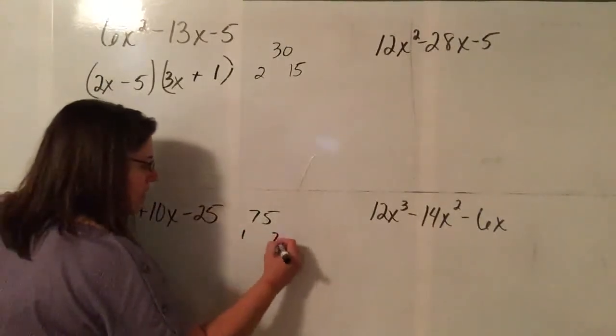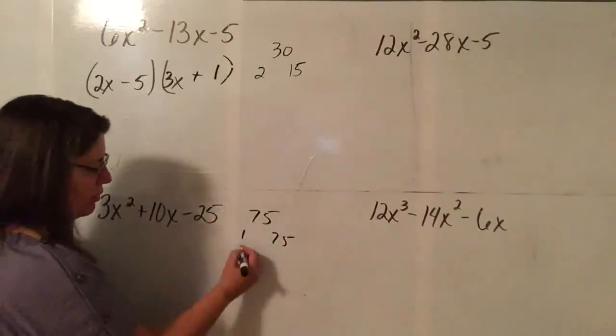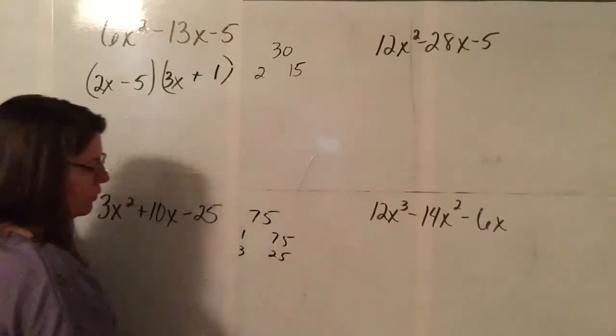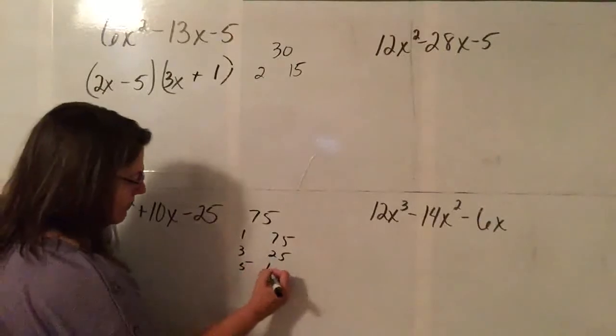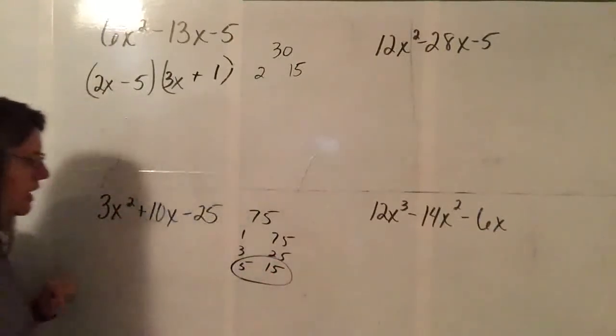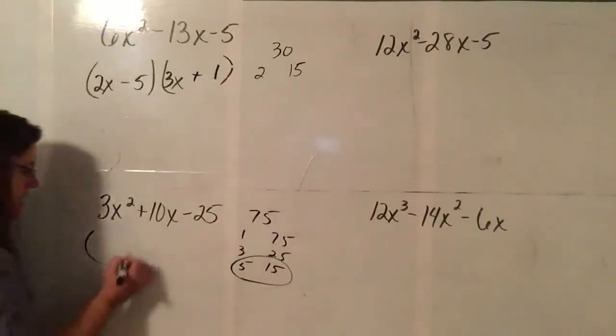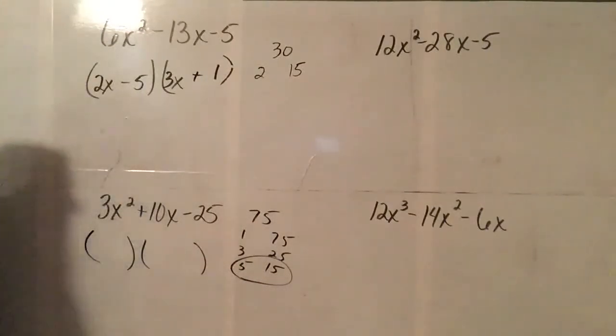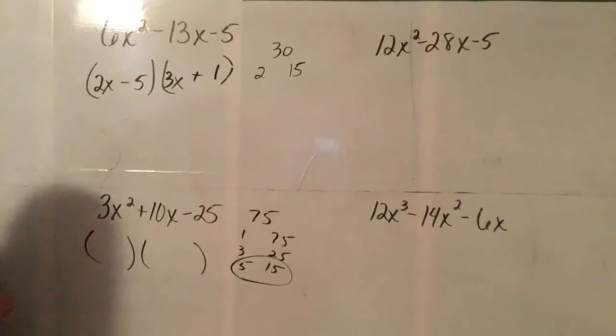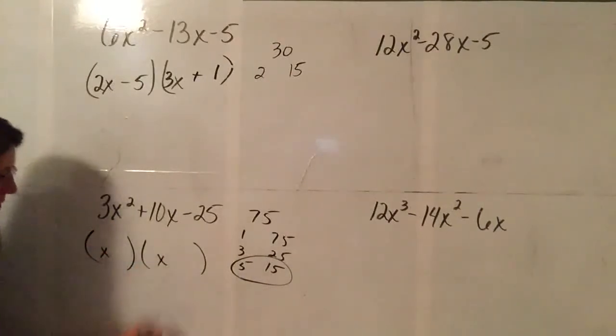Well, let's see. We've got 1 and 75. 2 doesn't go. We've got 3 and 25. 4 doesn't go. We've got 5 and 15. Oh, they subtract to give me 10. I'm going to stop right there. Okay? So I need to make a 5 and a 15. That's still x squared. I know each of these gets an x.